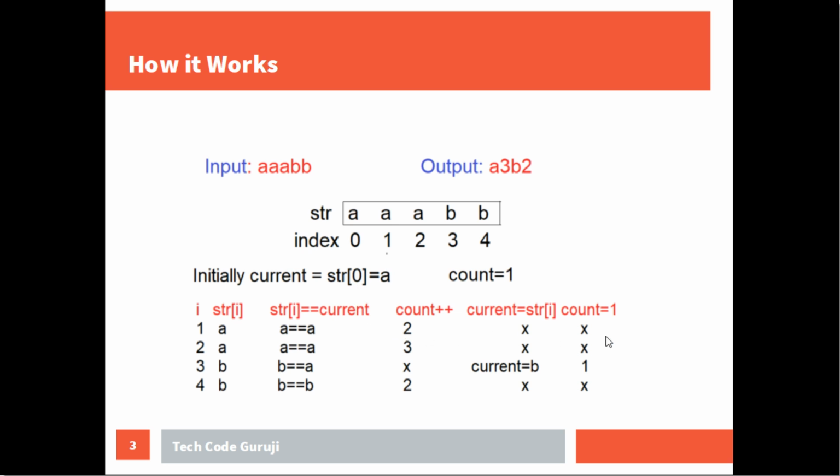This portion will not get executed. Again we are getting A equal to A, so the counter is 3. This portion will not get executed. Next time str of i is B, which is not equal to A. So the current character becomes B and the counter is 1. Next time B is equal to B, so the counter becomes 2. So the result becomes A3B2.